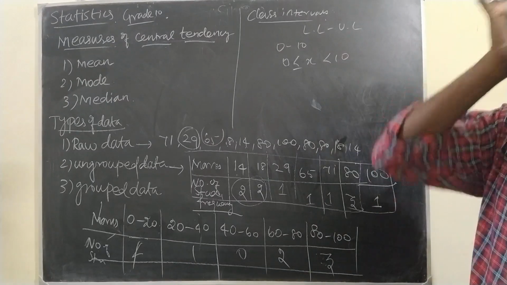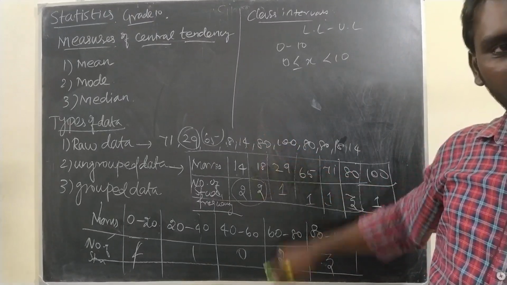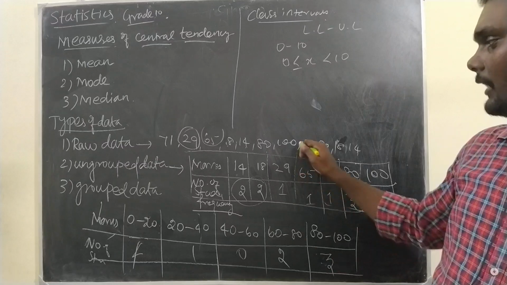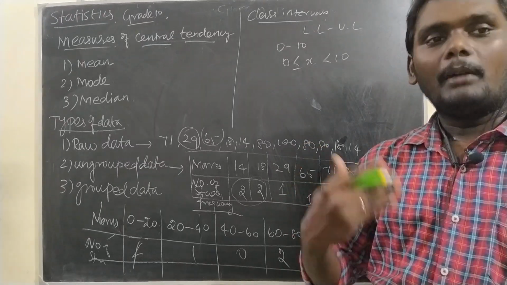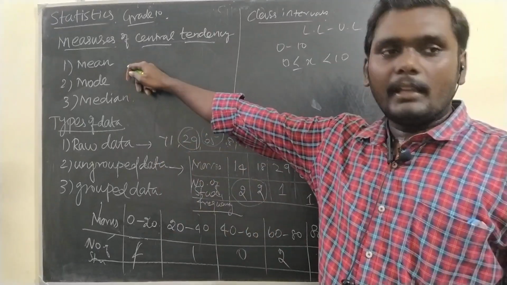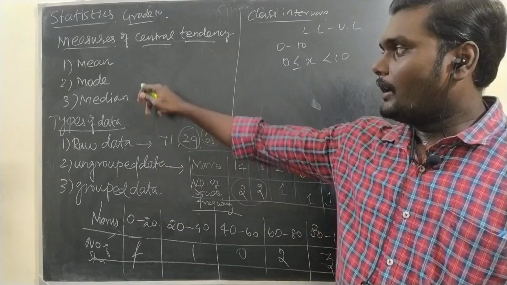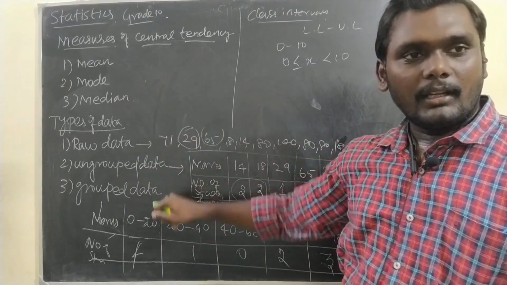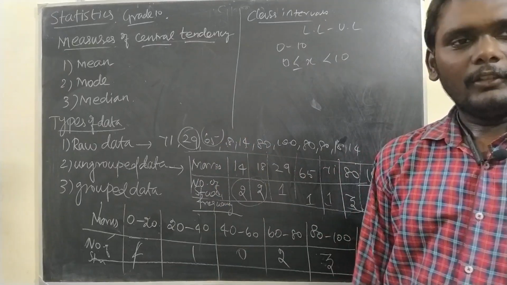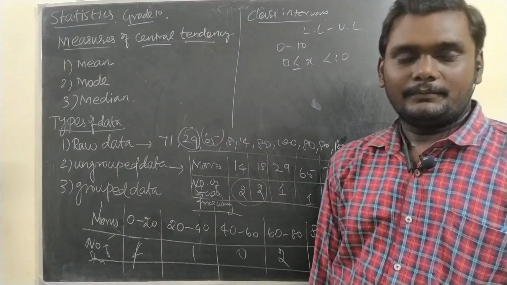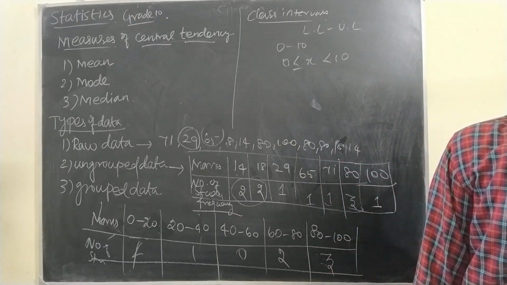Okay, good. See, same thing only, a different way of representing. For these several types of data, we have formulas as well. When you have mean, how to calculate for all these three types of data. When you have mode, how to calculate for all three types. When you have median, same. So we have three different procedures for each. In total 9 procedures. Okay, clear?